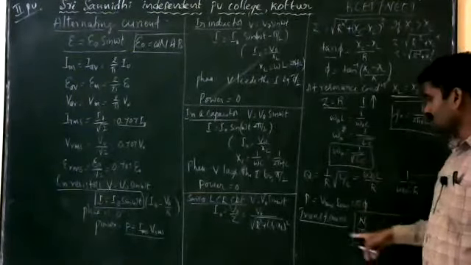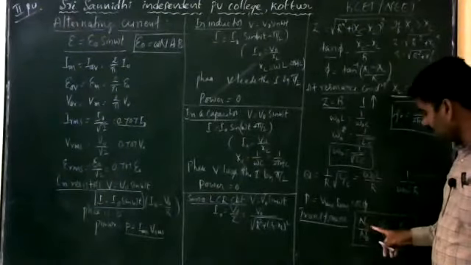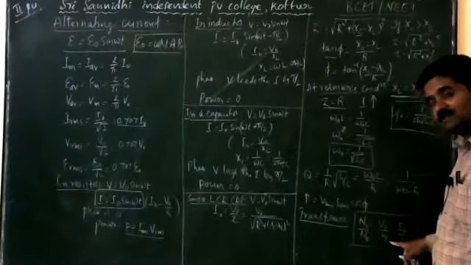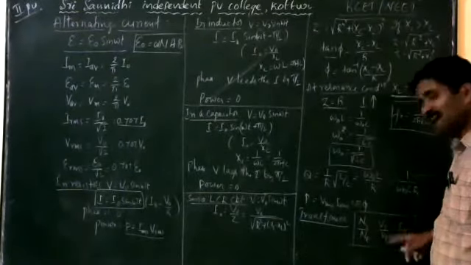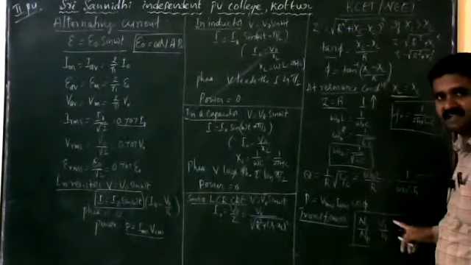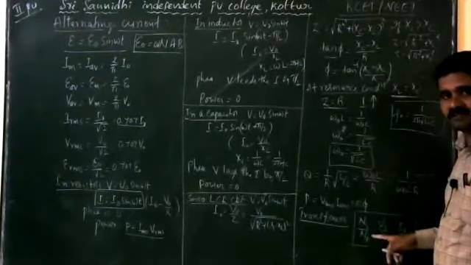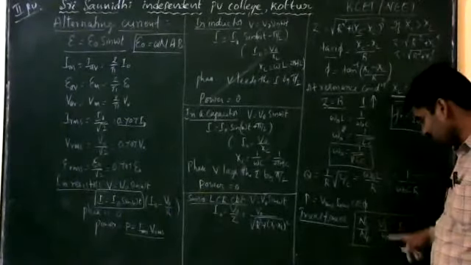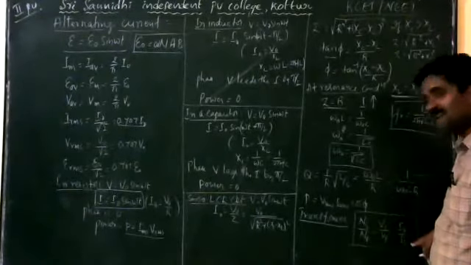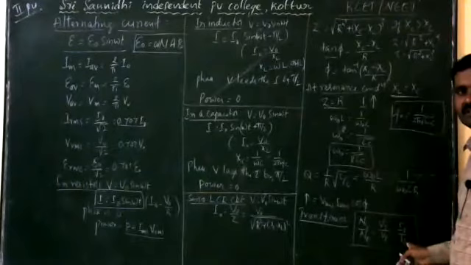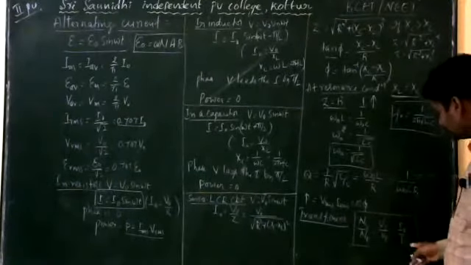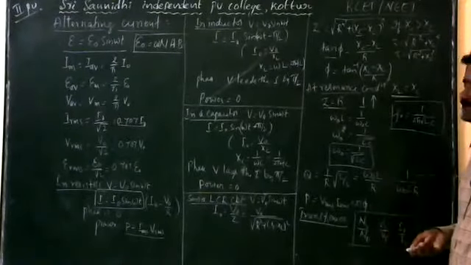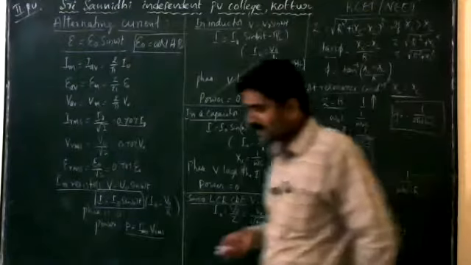For the step up transformer, N S is greater than N P, V S is greater than V P, and I S is less than I P. For the step down transformer, N S is less than N P, V S is less than V P, and I P is less than I S, so I S is greater than I P. This is the step down transformer and the step up transformer.